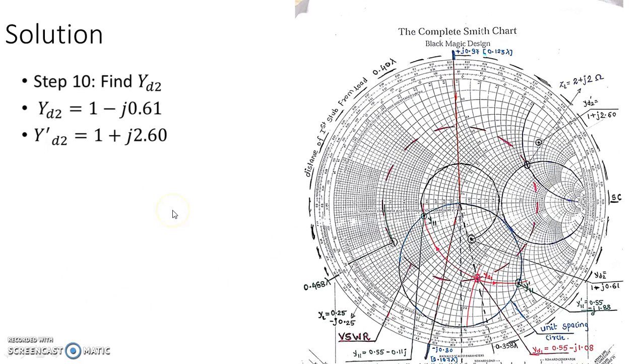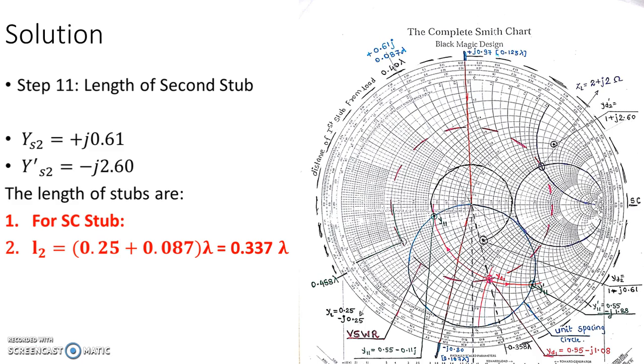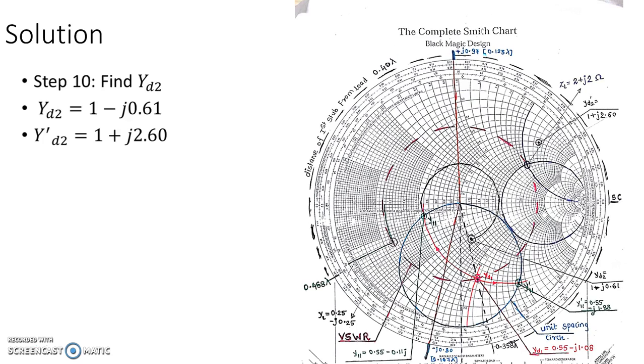Next, in the 10th step, I will find the value of YD2 because we are now proceeding towards Y22. To find YD2, we know that the distance between YD2 and Y11 is 3/8 lambda, correct? So I need to move 3/8 lambda from Y11 to reach YD2. How will I do that?